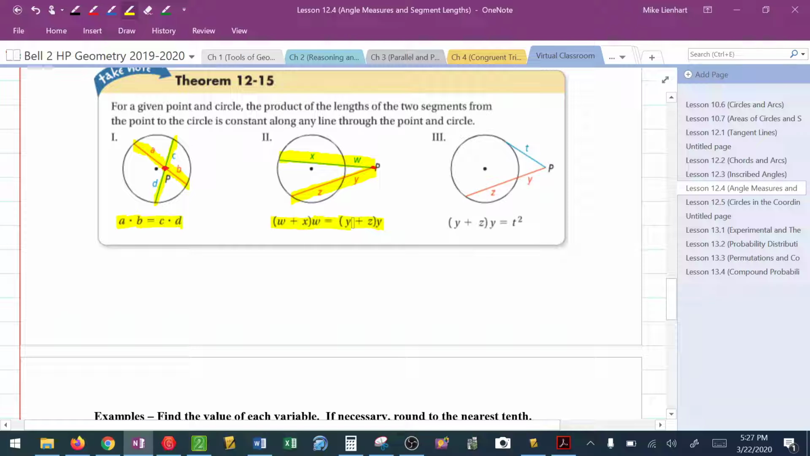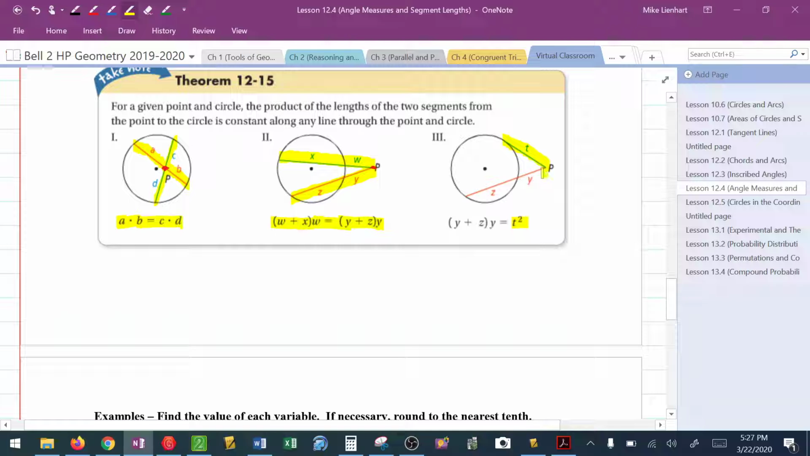The third scenario would be, what if you have a tangent chord or a tangent secant relationship? I'm going to measure to the circle and to the other side of the circle. Well, for a tangent, it's the same thing.